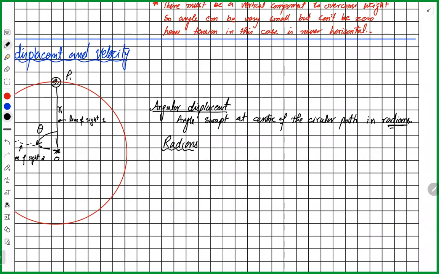Radians. One radian is an angle at the center of the circular path when the distance on the circumference is exactly 1 radius. The angle will be 1 radian.